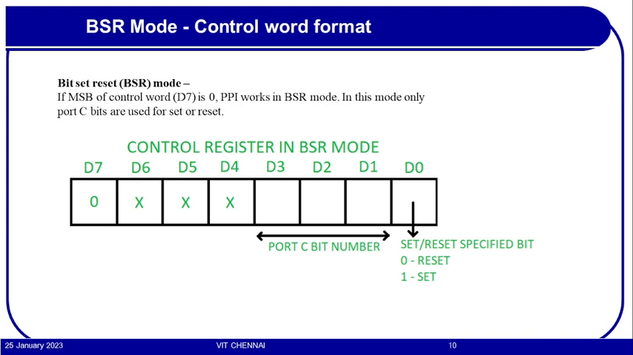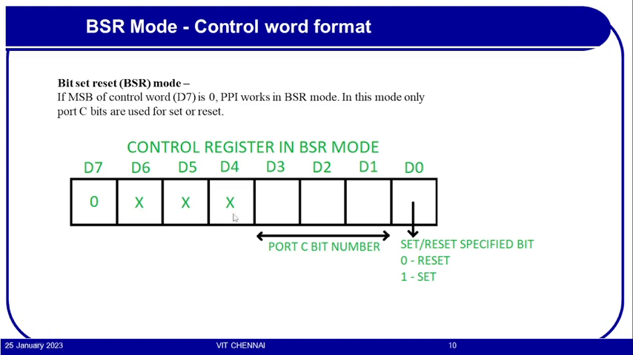What do you mean by set? You can make a particular bit of that port C as 1. Making that bit 1 is called setting. Making the bit 0 is called resetting. So now you can make any of the pins of port C either 1 or 0. Now for BSR mode, in the 8-bit control word, the first bit will be 0. Definitely it should be 0, then only it is BSR mode.